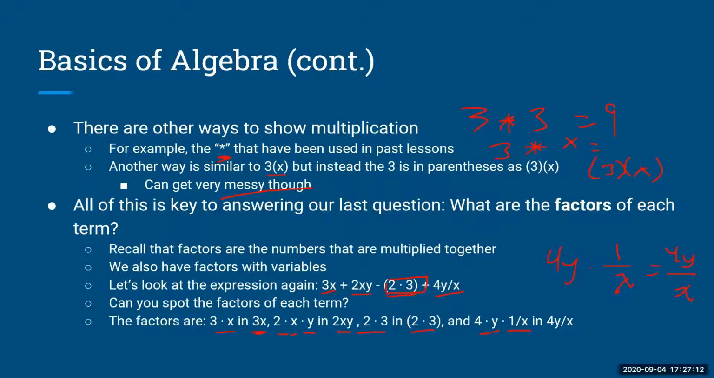Hopefully you guys can see that. It's the same thing as dividing by x, but technically it means 4y times 1 over x. That could get important in advanced algebra problems, so it's important that you spot that. When you're dividing by a variable, you can just multiply by 1 over the variable. That should be that. Okay.